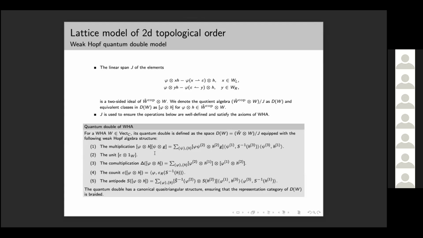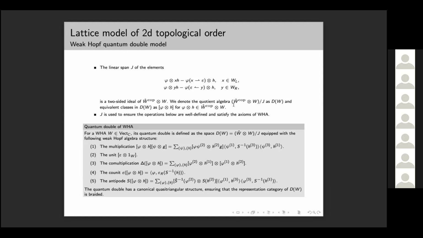Now let us introduce another notion. For the quantum double model, we need a quantum double structure for a given quantum group. Originally, the quantum double model is constructed from a finite group, and the input data is the quantum double of this finite group. This can be generalized to the weak Hopf case. To construct the weak Hopf quantum double of the weak Hopf algebra, we first need to construct the ideal G. This G is constructed in this way because we must ensure that the following definition is well defined.